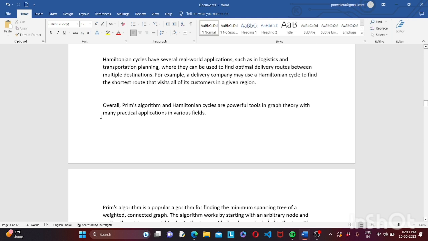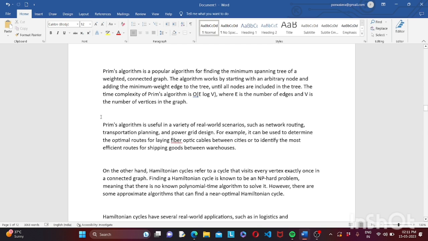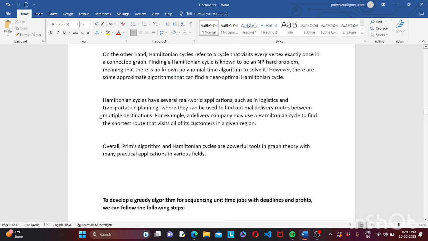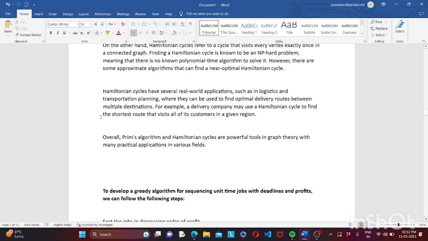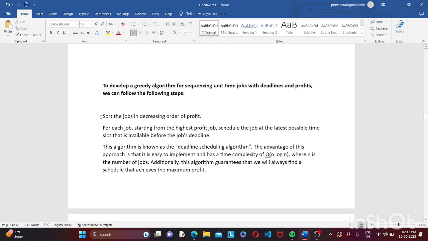So overall, Prim's algorithm and Hamiltonian cycles are powerful tools in graph theory, with many practical applications in various fields. Prim's algorithm is popular for finding the minimum spanning tree of a weighted connected graph, and it is very useful.